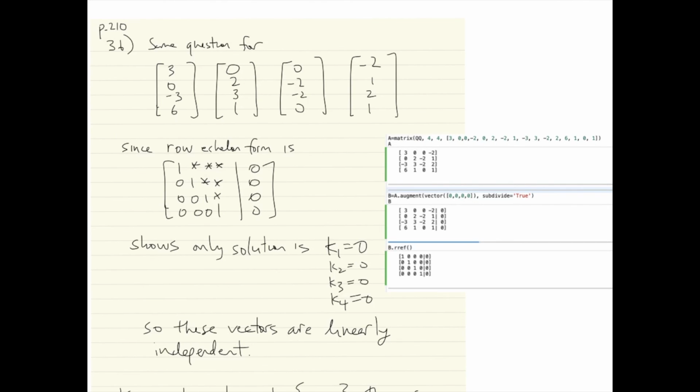Let's try the same question for these four other vectors. In other words, are these 4 vectors in R4 linearly independent or linearly dependent? We throw these into a matrix and row reduce it. Here I've done it in Sage Math, and it turns out that the reduced row echelon form has 1s along the diagonal, and this implies that k1 is 0, k4 is 0, k3, k2, and all of these are 0, and so these vectors are linearly independent.